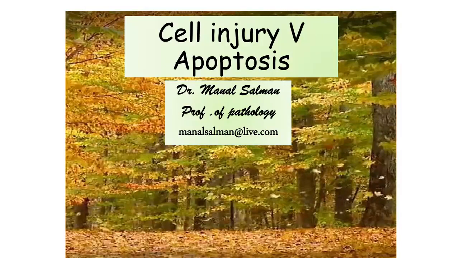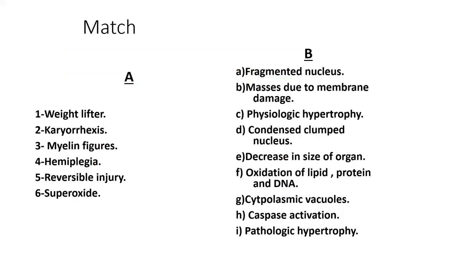After we finished necrosis and gangrene, we are going to explain the other form of cell death, which is apoptosis. Look at the background in this slide. You can find what? This is autumn, okay? And apoptosis is related to autumn, فصل الخريف.